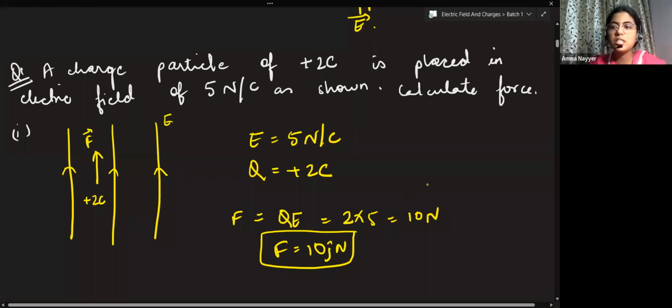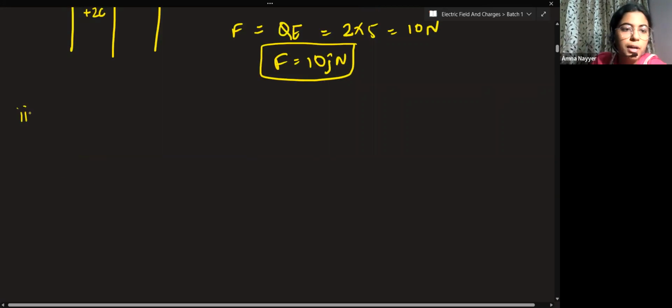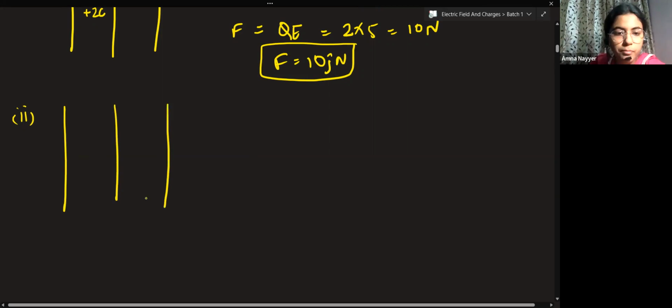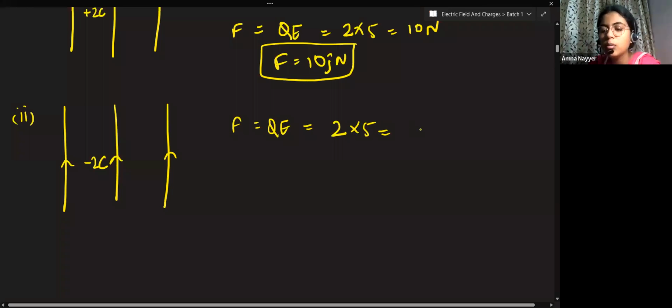Now, if I just shift this question for the second part, let's not take plus 2 coulomb. Let me tell you that I have taken minus 2 coulomb with me. So electric field lines are still directed upwards only. The charge that I have taken is minus 2 coulombs now. So in the calculation of magnitude, F will still be QE. Q is 2, electric field is 5, so force will be 10 Newton again.